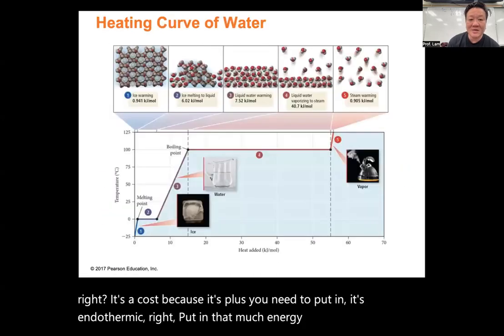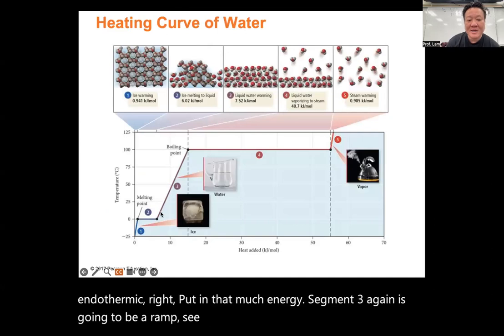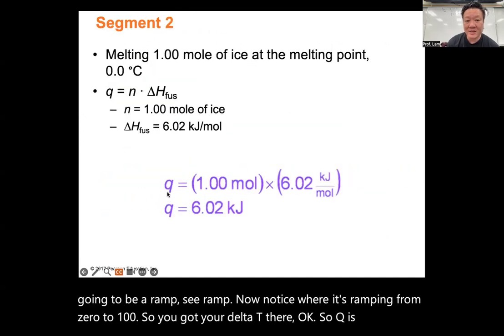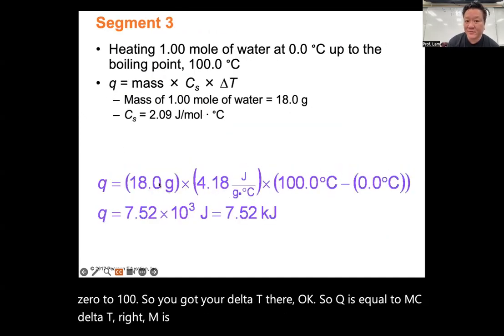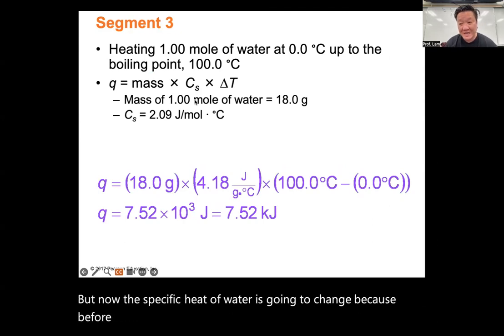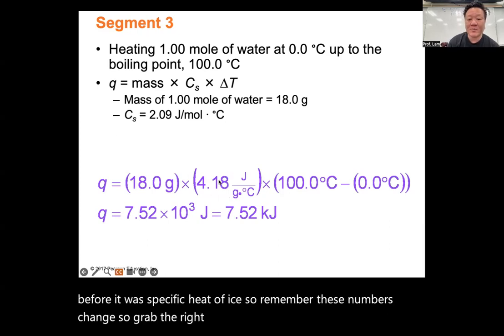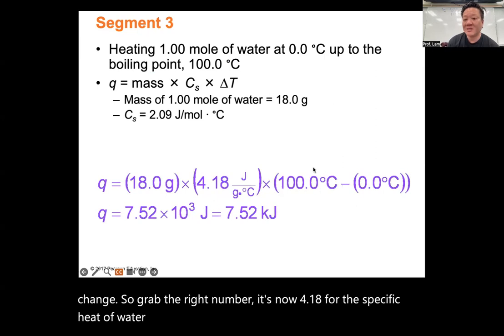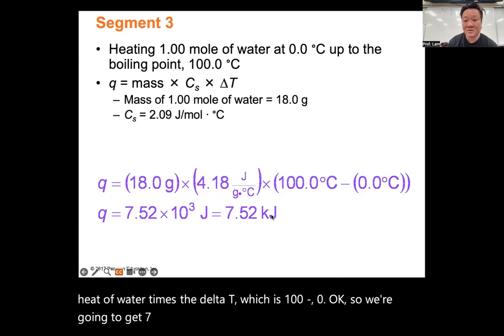Segment 3, again, is going to be a ramp. See? Ramp. Now, notice where it's ramping from 0 to 100. So you got your delta T there, okay? So Q is equal to MC delta T, right? M is still 1 mole of water, which is 18.02 grams. But now the specific heat of water is going to change because before it was specific heat of ice. So remember, these numbers change. So grab the right number. It's now 4.18 for the specific heat of water times the delta T, which is 100 minus 0. Okay, so we're going to get 7.52 kilojoules.